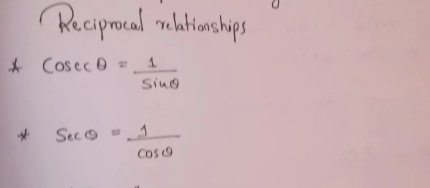Similarly, 1 divided by sine theta is nothing but cosec theta, 1 divided by cos theta is nothing but sec theta, and 1 divided by tan theta is equal to cot theta. Sine theta divided by cos theta is equal to tan theta. Cos theta divided by sine theta is equal to cot theta. The reciprocal of tan theta is nothing but cot theta.